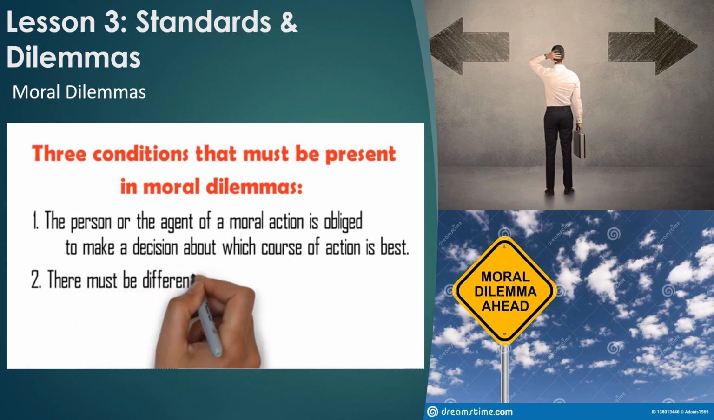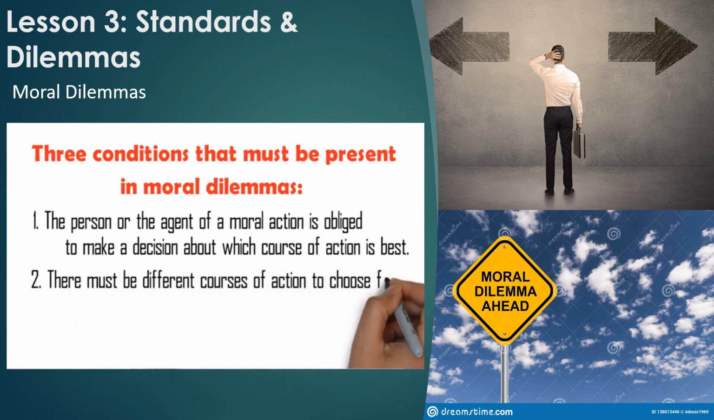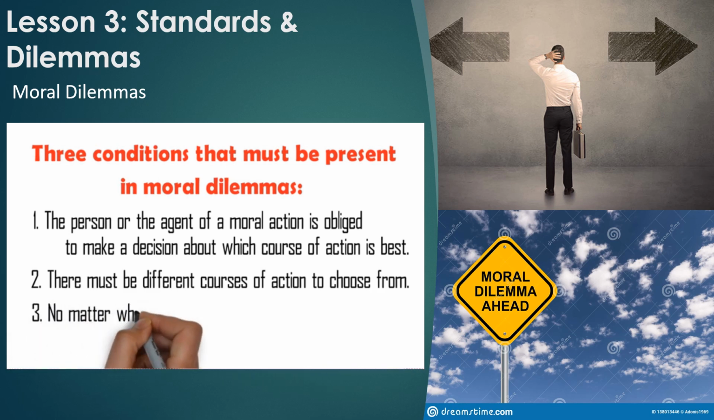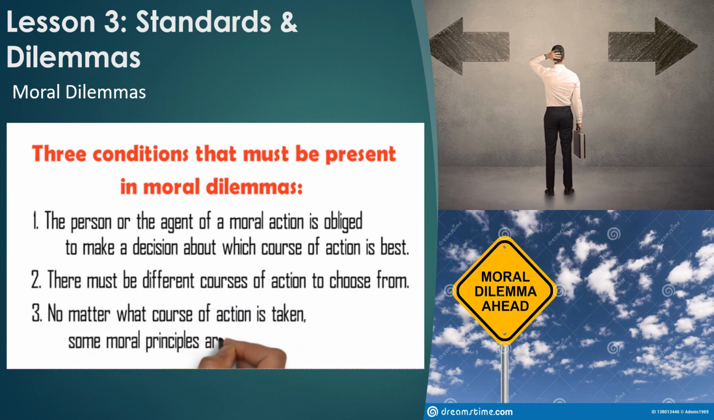Second, there must be different courses of action to choose from. Hence, as already pointed out, there must be two or more conflicting options to choose from for moral dilemmas to occur. And third, no matter what course of action is taken, some moral principles are always compromised. This means that, according to Allen, there is no perfect solution to the problem.